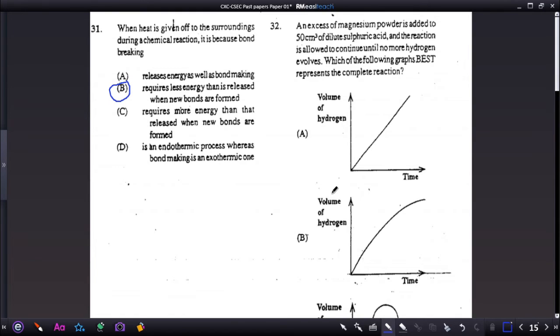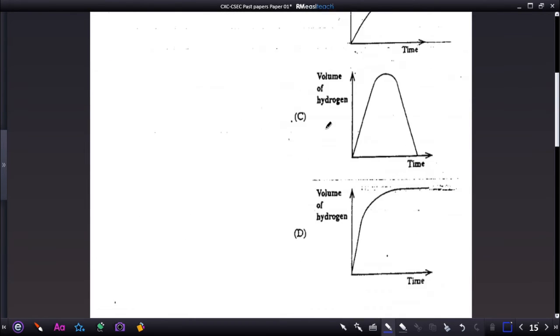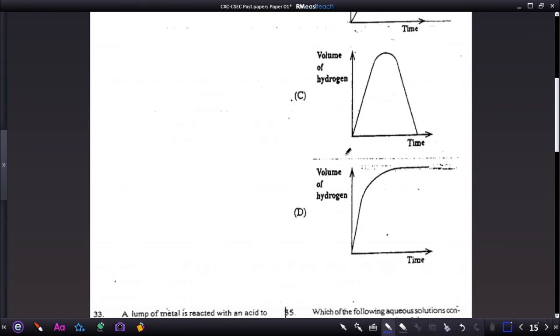Question 32. An excess of magnesium powder is added to 50 centimeter cube of dilute sulfuric acid and the reaction is allowed to continue until no more hydrogen evolves. Which of the following best represents the complete reaction? And we have seen this question in the 2003 past paper. So we'll go ahead and say that the answer is D. Right?